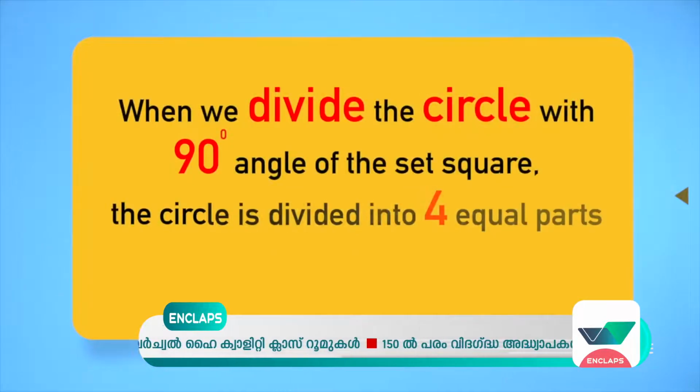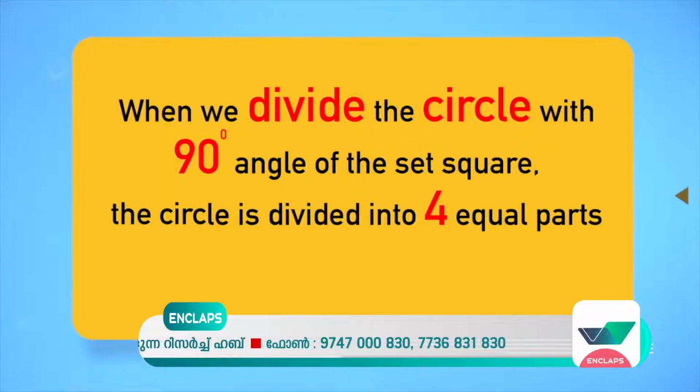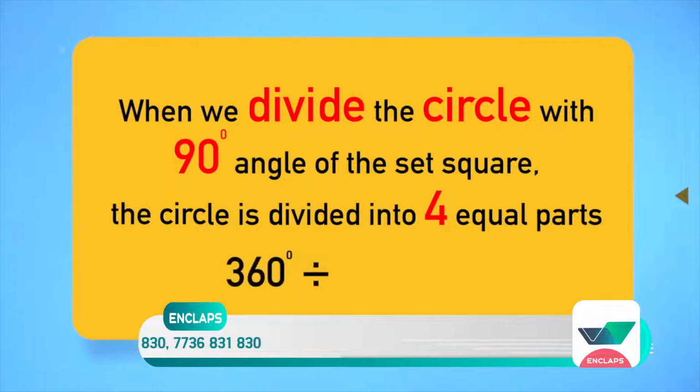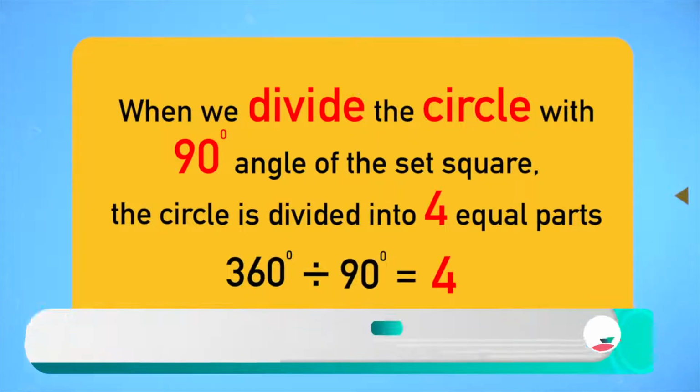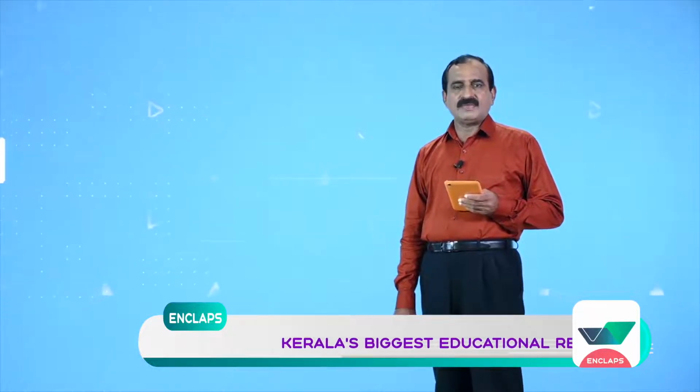When a circle is divided into equal divisions with the help of 90 degree of the set square, you found that you have got 4 divisions. That is, 360 degree divided by 90 degree is equal to 4. That means the number of equal divisions is 4. Then now let us move to another angle of the set square.